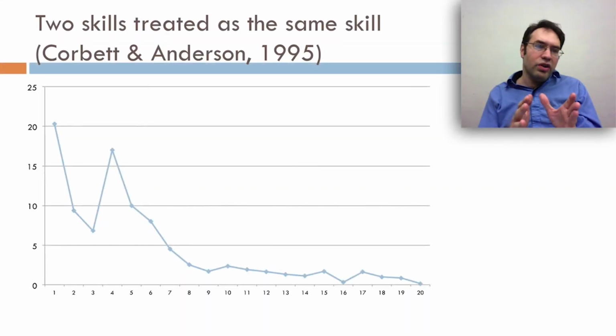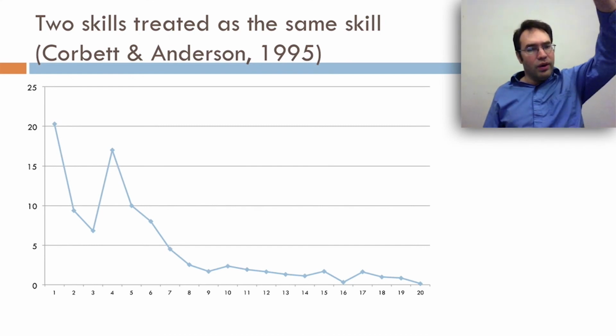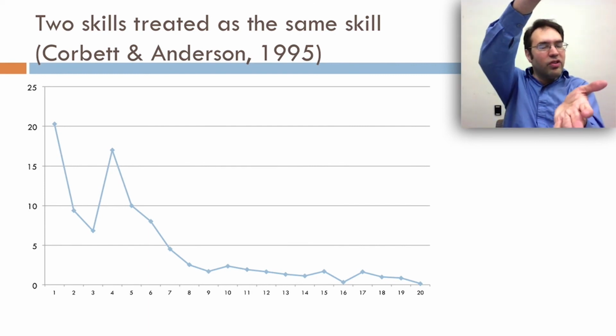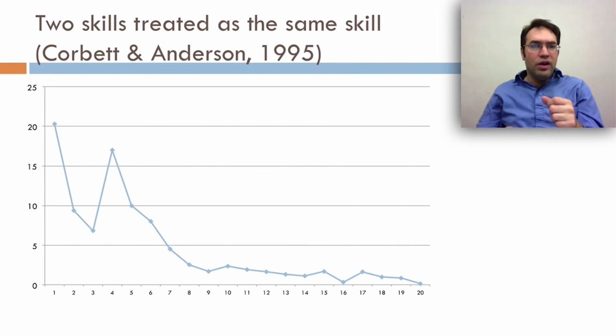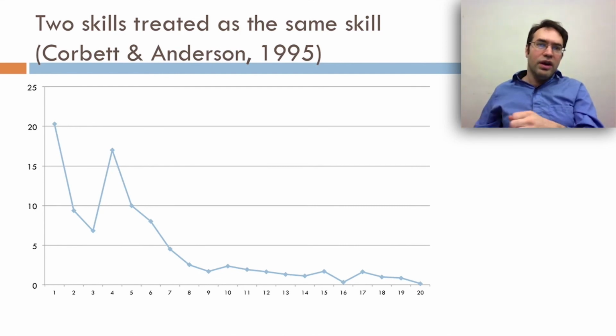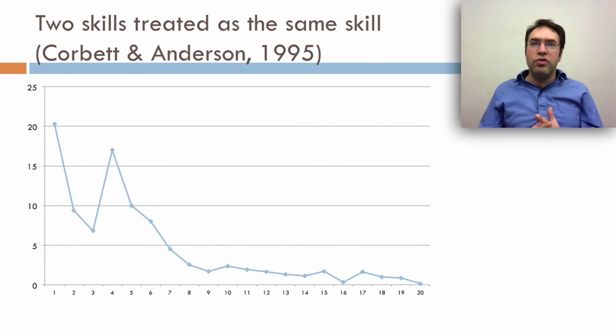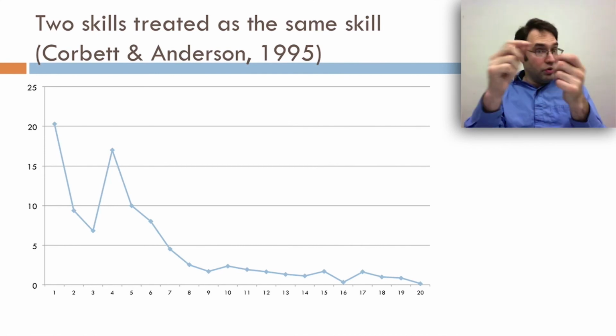What Corbett and Anderson argue is that this one represents two skills being treated as the same skill. You see it going down here, and then it shoots back up because it's actually a new skill, and then goes down from there. So we've got two skills, we think they're the same skill, so we get this kind of telltale pattern. And in fact, this kind of pattern is a well-known pattern that people use a lot to try to distinguish when they need to split two skills.